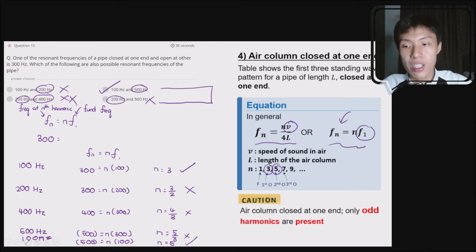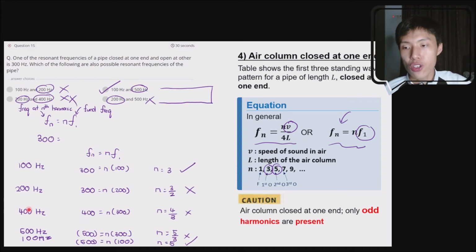So now if you bring down your fundamental frequency to 100, then you know that 300 and 500 can be resonant frequencies for this pipe over here. So therefore, this value actually makes sense. Okay? So that's why the answer is 100 hertz and 500 hertz.